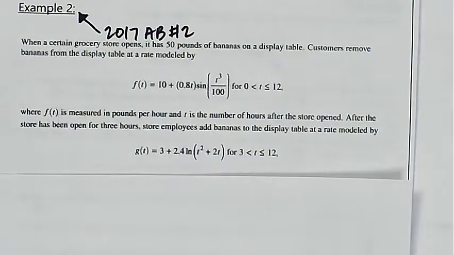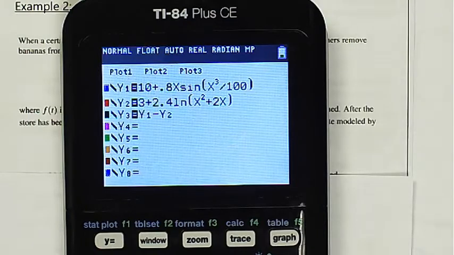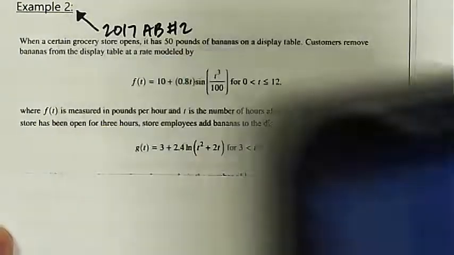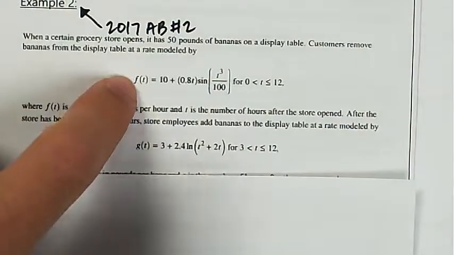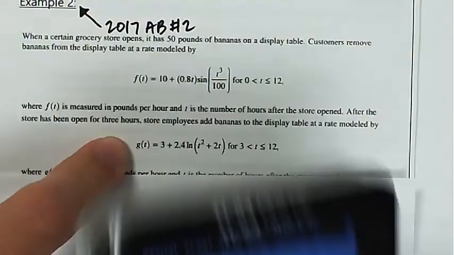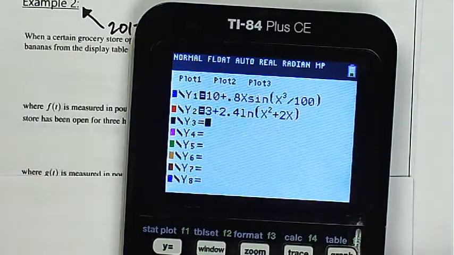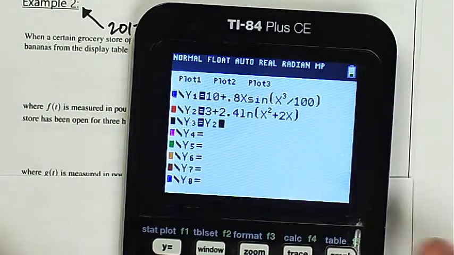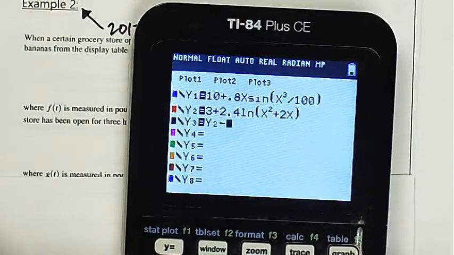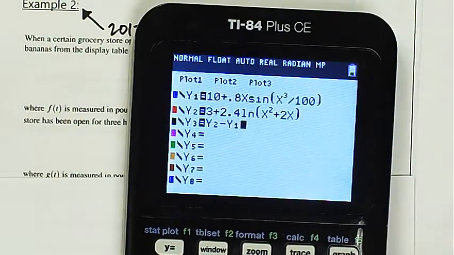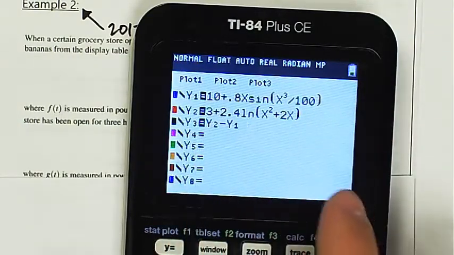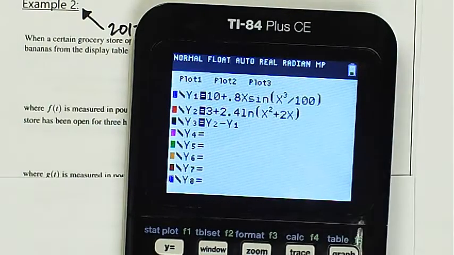Okay, so I'm going to plug the rate in into y1 and the rate out into y2. Wait a second, that's not the rate in and the rate out. F of t is the rate out and g of t is the rate in. Okay, that's a little tricky. So what I'm going to do is change this to rate in minus rate out. Okay, that's what we want, rate in minus rate out, always. So I've got that all in there, and I just need to remember that y1 is the rate of banana removal.